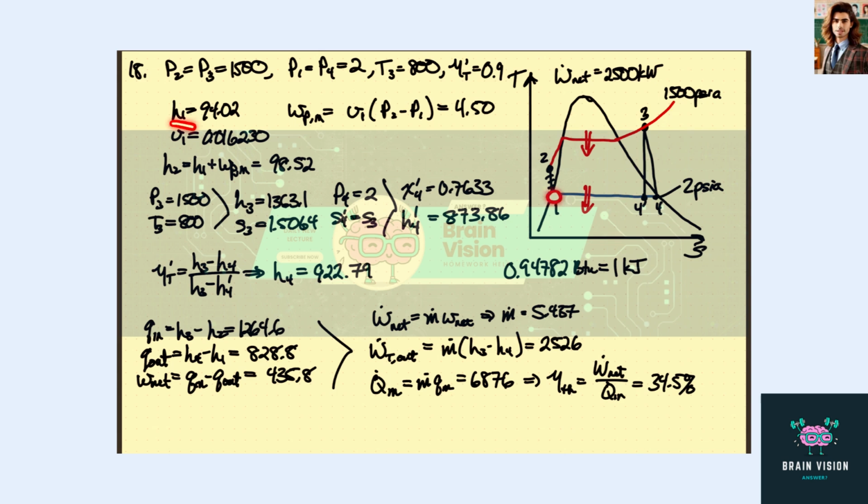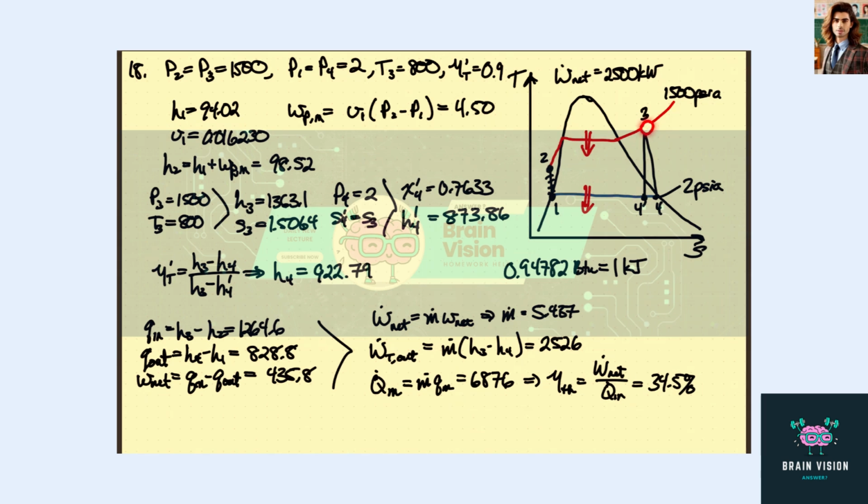Saturated liquid here, so we know the pressure, and we get the enthalpy and the specific volume. We can figure out the work of the pump. Again, we're assuming incompressible liquid, so specific volume doesn't change, but the pressure goes from 2 psia to 1500 psia, which gives a specific work in the pump of 4.5 BTU per pound mass. Conservation of energy then tells us that the enthalpy at point 2 is the enthalpy at 1 plus the specific work that went into the pump, so we get 98.52 BTU per pound mass.